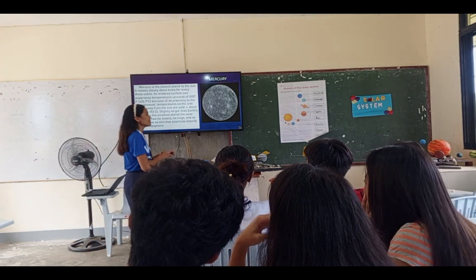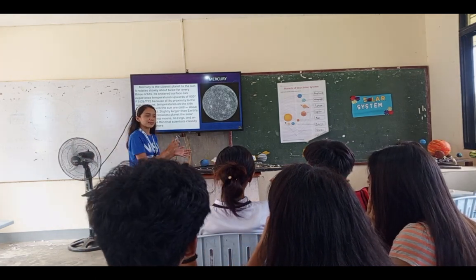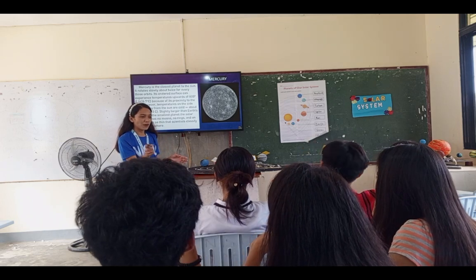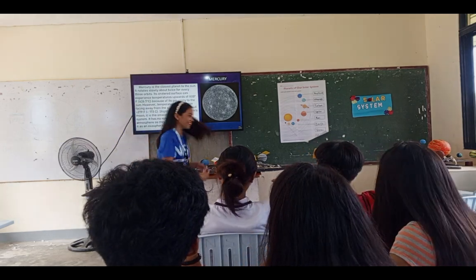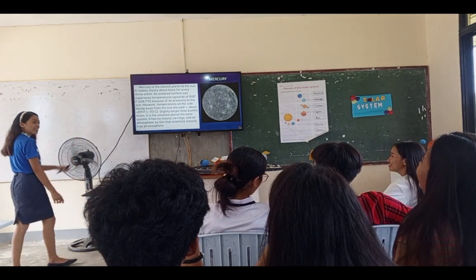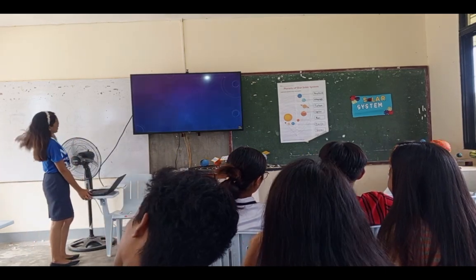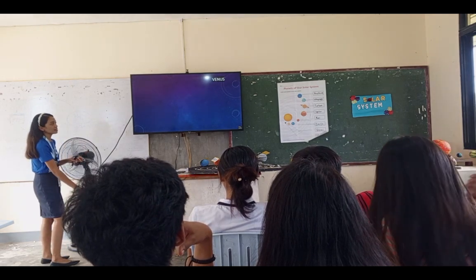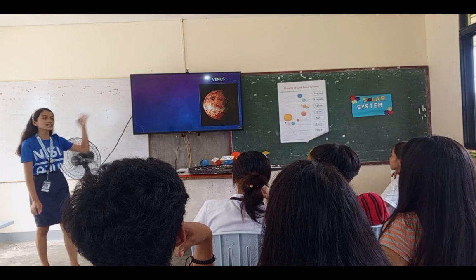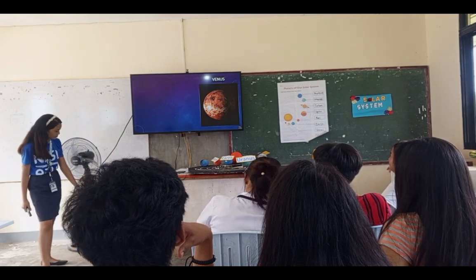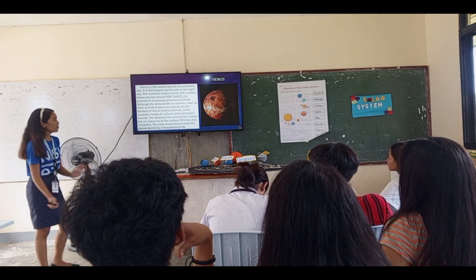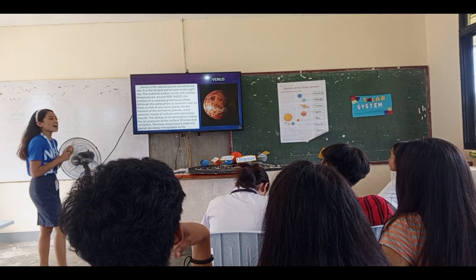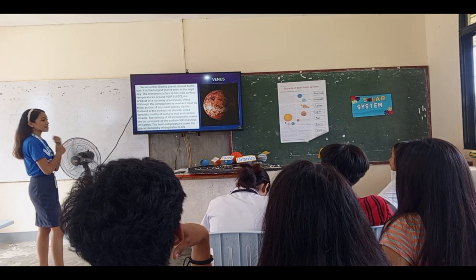So the next planet is the second closest planet to the sun, which is Venus. Yes, Venus. The hottest planet. Okay. The second closest planet to the sun is Venus. And this is what Venus looks like. Wow. That's so amazing. So Venus is the second planet closest to the sun. It is the brightest planet seen in the night sky.